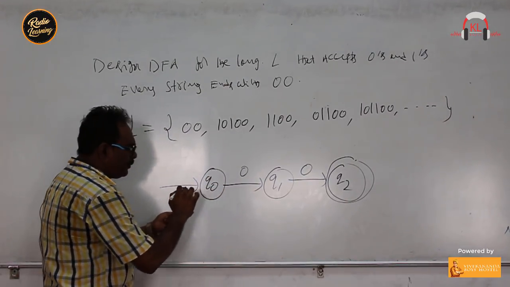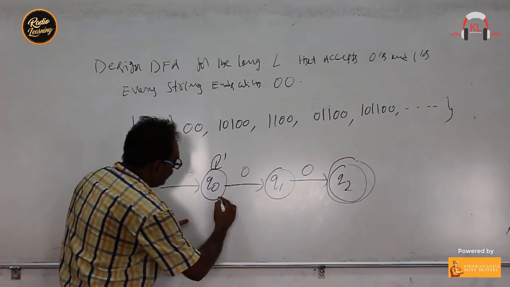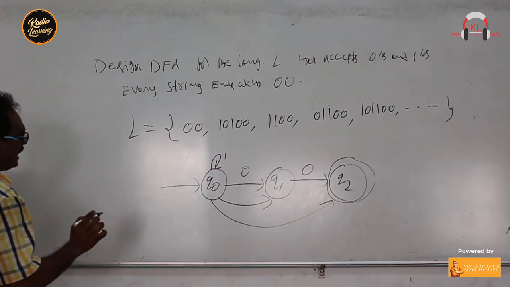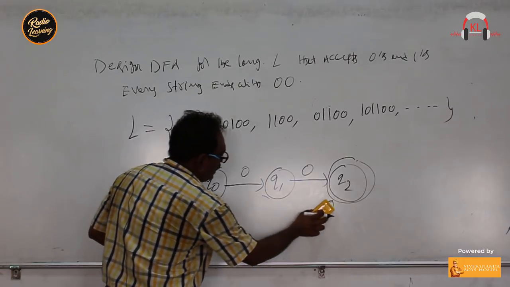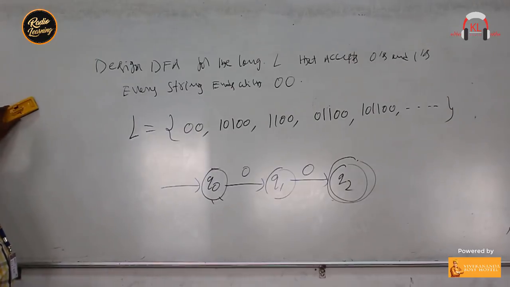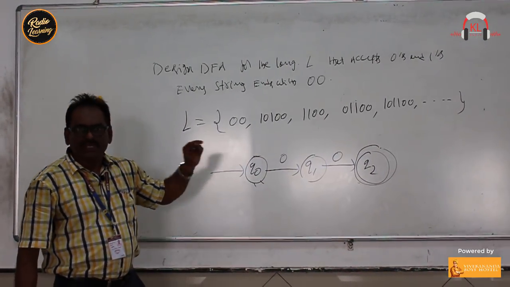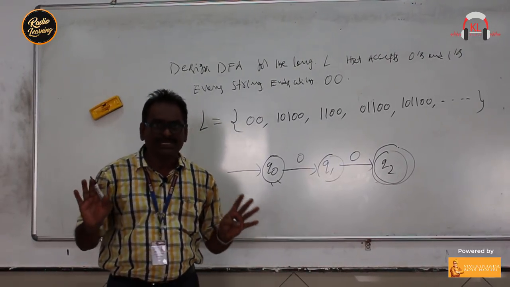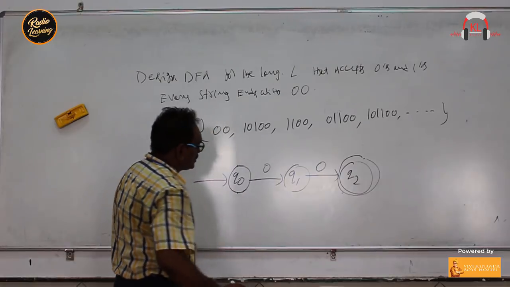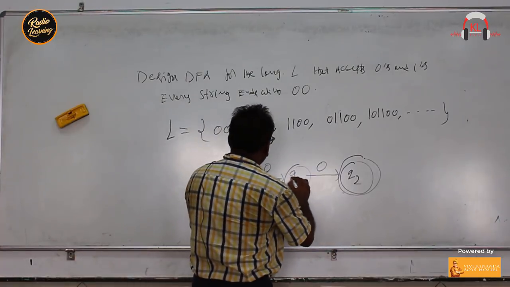Here there are possibilities. If you want, you can give the 1 to itself, or to Q0, or to Q2. Anywhere you can give it, but which is the correct decision? Sometimes if you give the wrong transition, other strings may be accepted. When we design a DFA for a language, the strings in the language should be accepted and other strings should not be accepted. That is our motto. According to that, we need to give the remaining transitions. If you give the self loop, there is no problem.